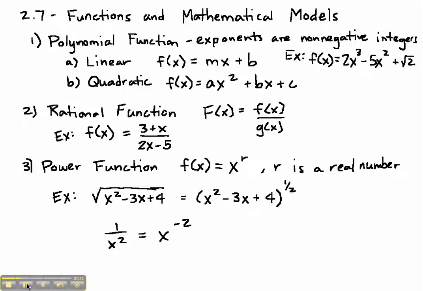The second type of function is known as a rational function. Now, rational means that you can write the function as a fraction. Okay, so it's going to be two functions on top of each other, one in the numerator, one in the denominator. Example, f of x equals 3 plus x divided by 2x minus 5.